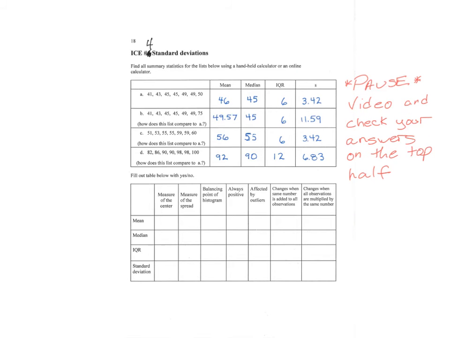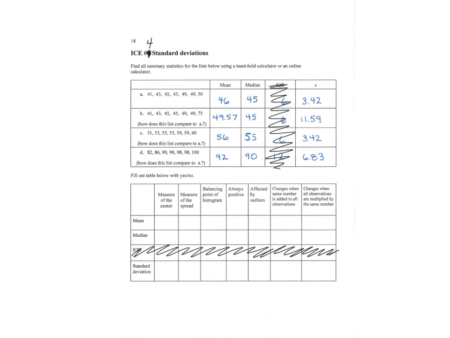So next, you can pause the video here and double check your work on this top half of in-class exercise 4. So let's go through the bottom half of the page together. Which of these 3 are measures of the center? That is the mean and the median. Which leaves the standard deviation as the measure of the spread.